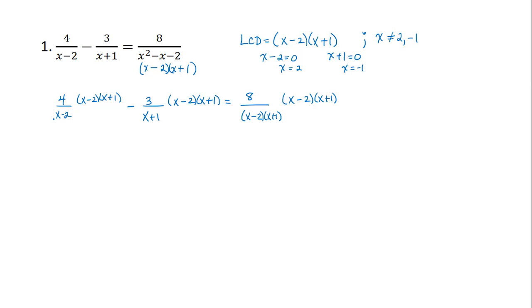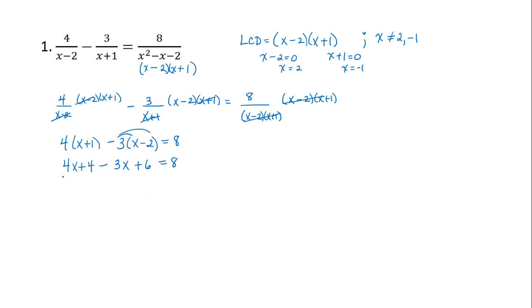In the first product, notice that x minus 2 is common, so we're left with just 4 times x plus 1. In the second product, the x plus 1 is common, so we're left with minus 3 times x minus 2. And then that is equal to 8, since x minus 2 and x plus 1 is common. Simplifying the products on the left, we get 4x plus 4 minus 3x plus 6, be careful with the signs, is equal to 8.